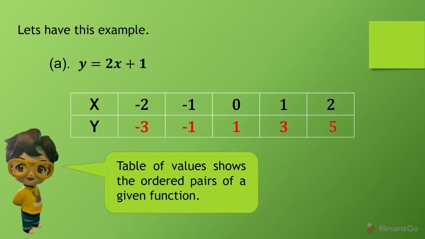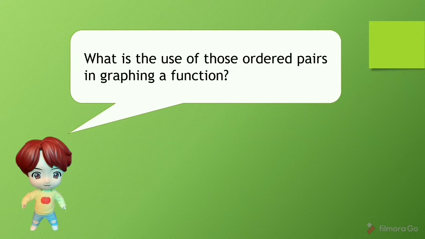So a table of values shows the ordered pairs of a given function. So that is the importance of a table of values. It is easy now for you to identify the ordered pairs if you have a table of values. So what is the use of those ordered pairs in graphing a function?